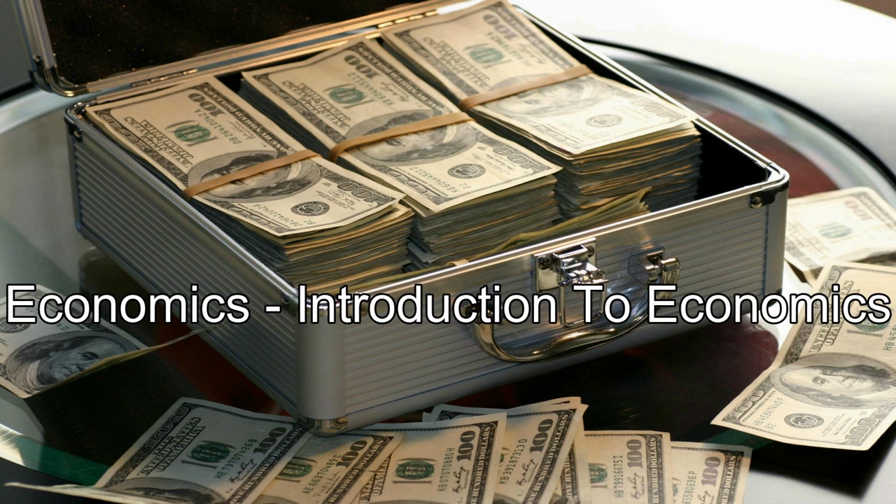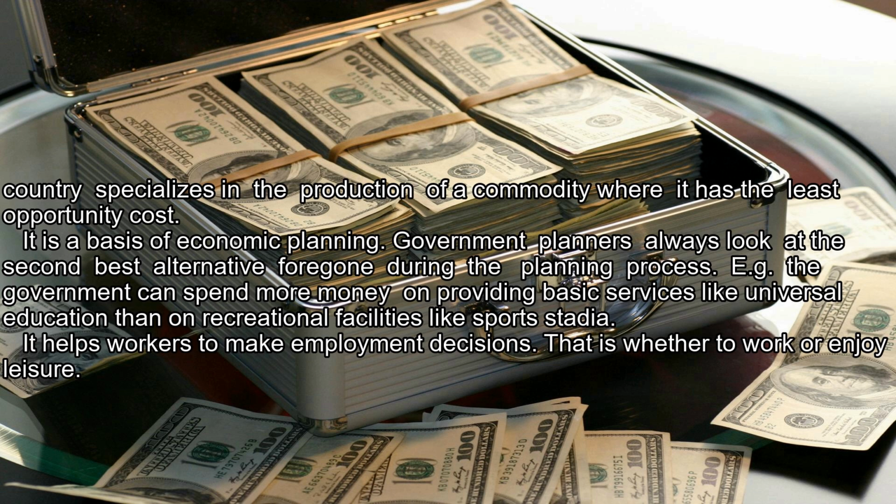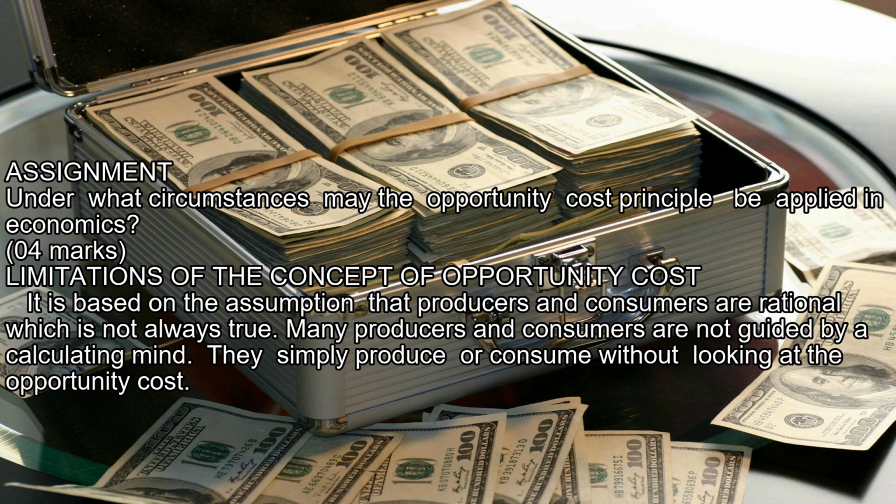A country specializes in the production of a commodity where it has the least opportunity cost. It is a basis of economic planning. Government planners always look at the second best alternative foregone during the planning process, e.g., the government can spend more money on providing basic services like universal education than on recreational facilities like sports stadia. It helps workers to make employment decisions, that is whether to work or enjoy leisure. Assignment: Under what circumstances may the opportunity cost principle be applied in economics? 4 marks.